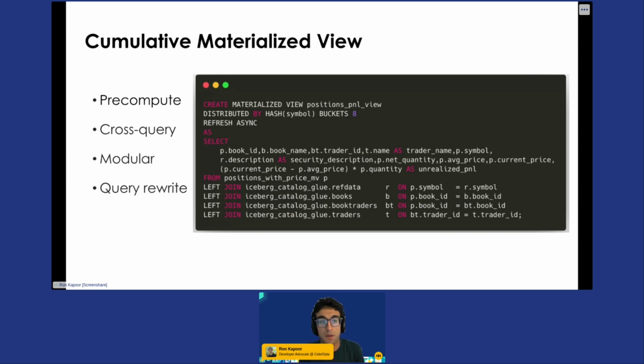We see all the Iceberg components. We're joining on symbol, book, and trader ID. It's a pre-computation, so it's modular, query rewritable, and easy to maintain. And because we've layered our materialized views from previous stages, it's very easy to work with. So this is the culmination of the Iceberg component, the Routine Load, and asynchronous materialized views.